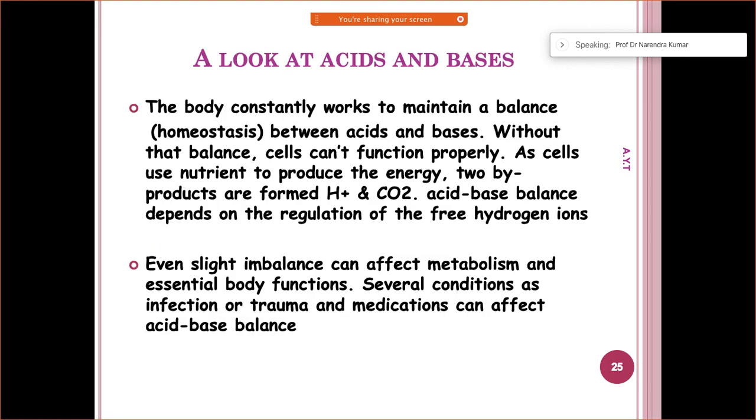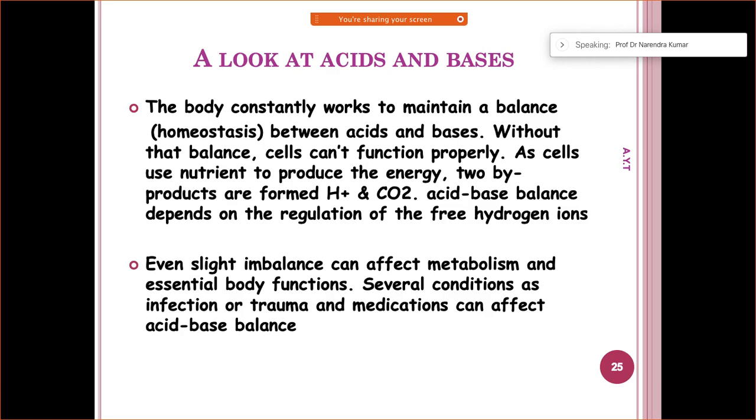Okay, now we are done with the procedure. Now let's look at those numbers. Our body is always at homeostasis. The processes are going on and on. If you want the cells to function properly, because the cells need the nutrients to be able to give you ATP, there are two main byproducts formed, H plus and CO2.